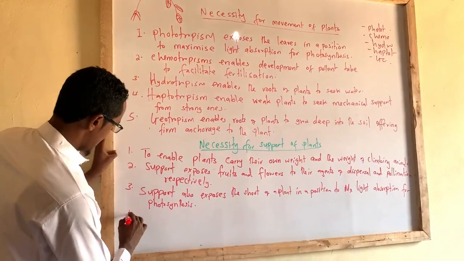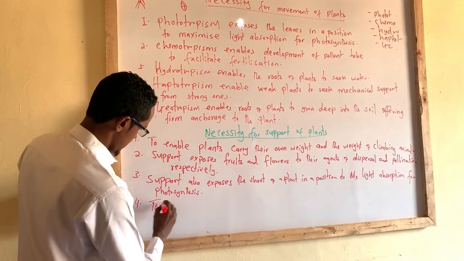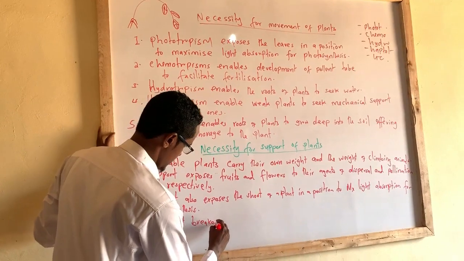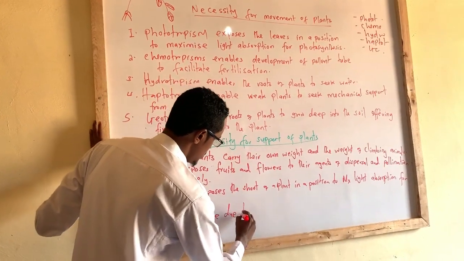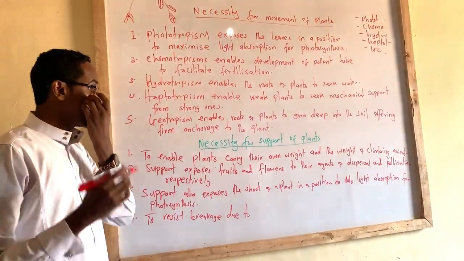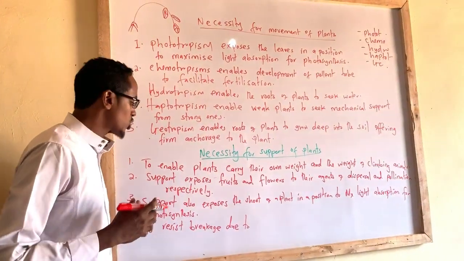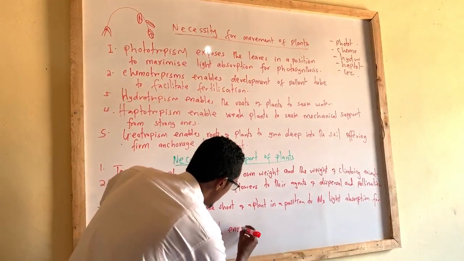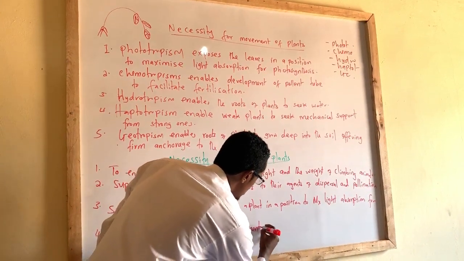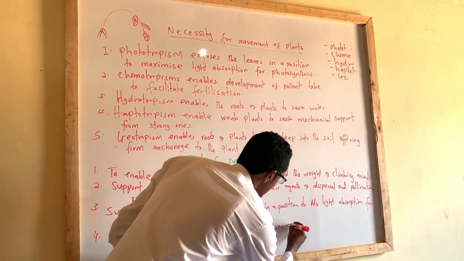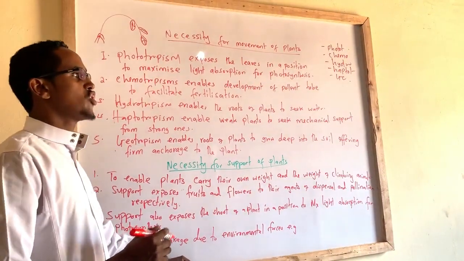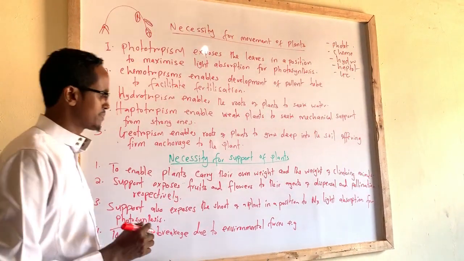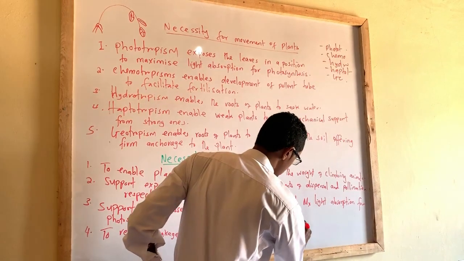Good. The last one is to resist breakage. Support enables plants to resist breakage due to environmental forces. What are some of the environmental forces that can make plants break or even collapse? These are the gravitational force.